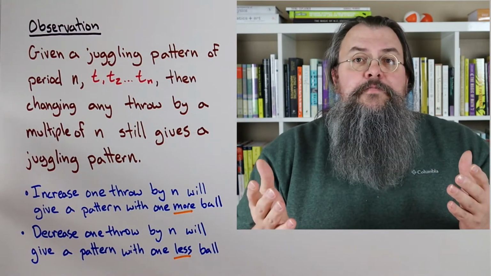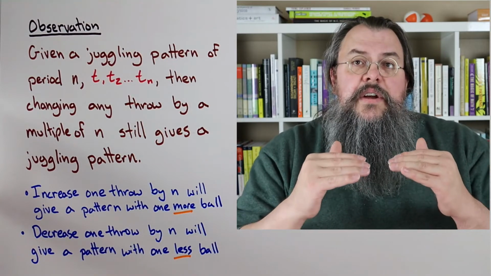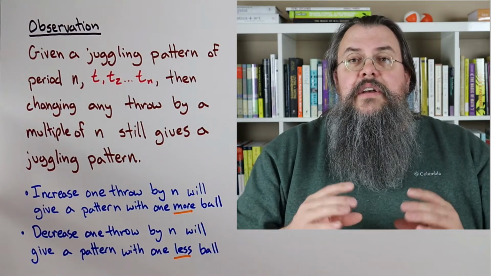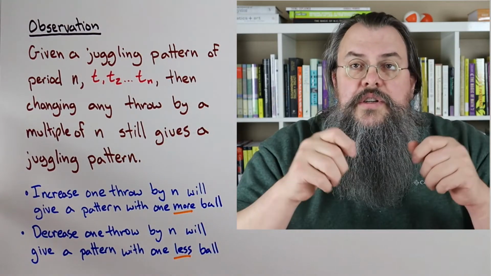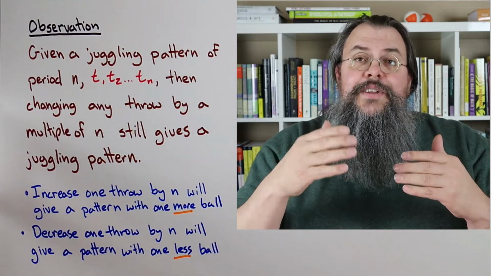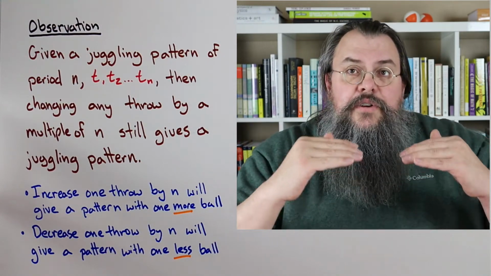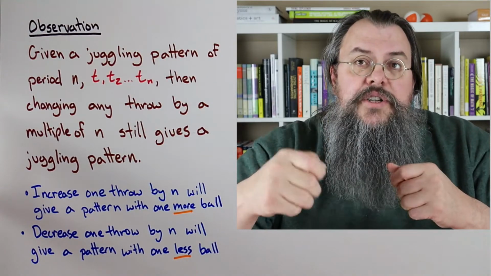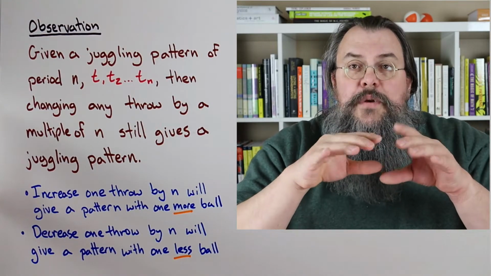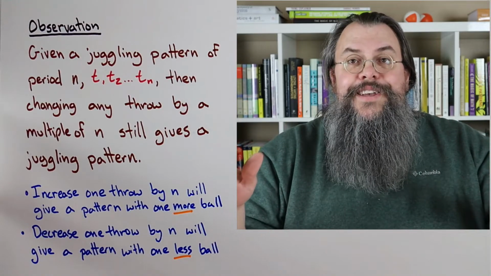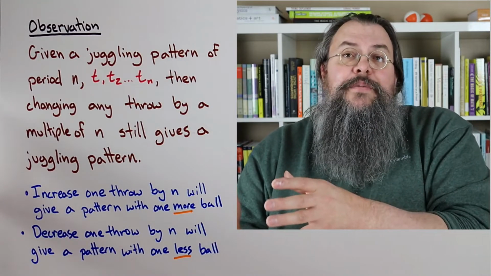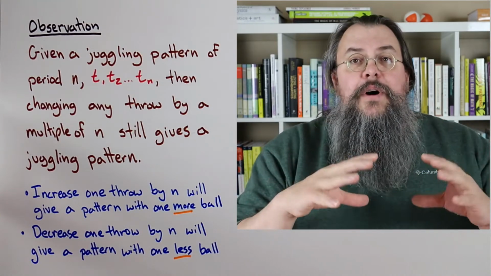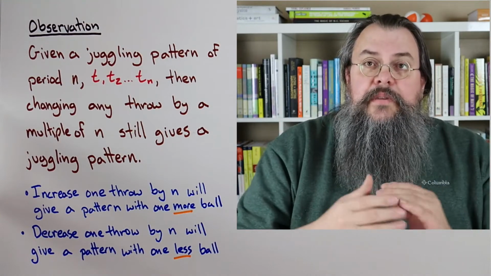Now, why? Well, if you think about it, our test for a juggling pattern says, look, do your modulo n. In other words, see what happens when you divide out by n. So if I increase by some multiple of n, when we carry out that modular arithmetic, that multiple goes whoosh, away. So if I was a juggling pattern before, I'm a juggling pattern after. So that's good. That's why we can go up and down by multiples of n.